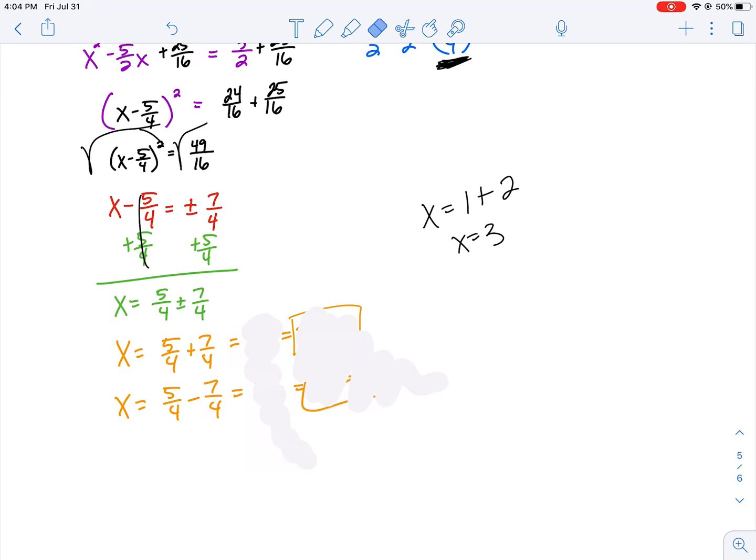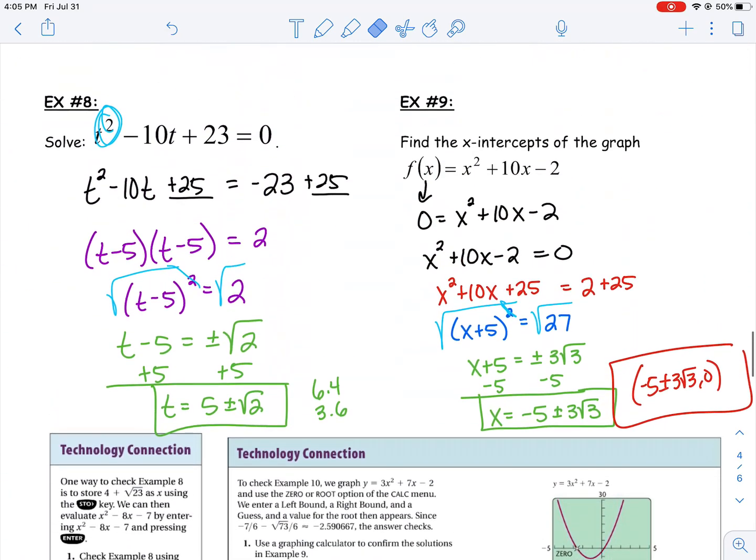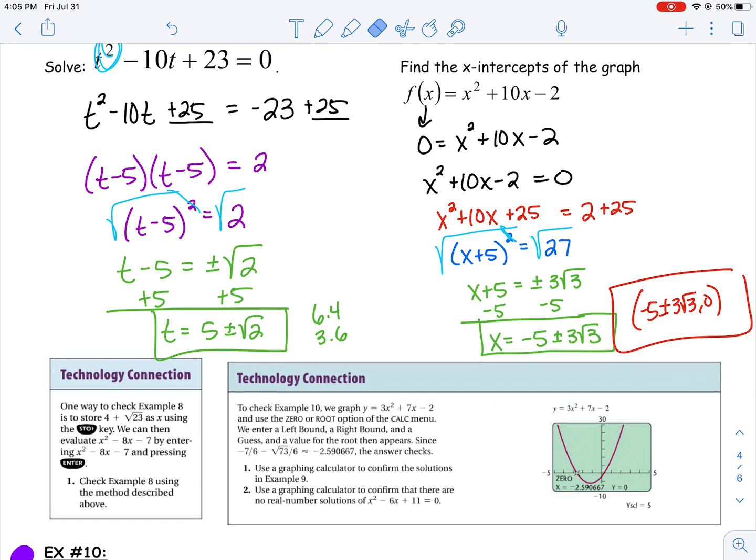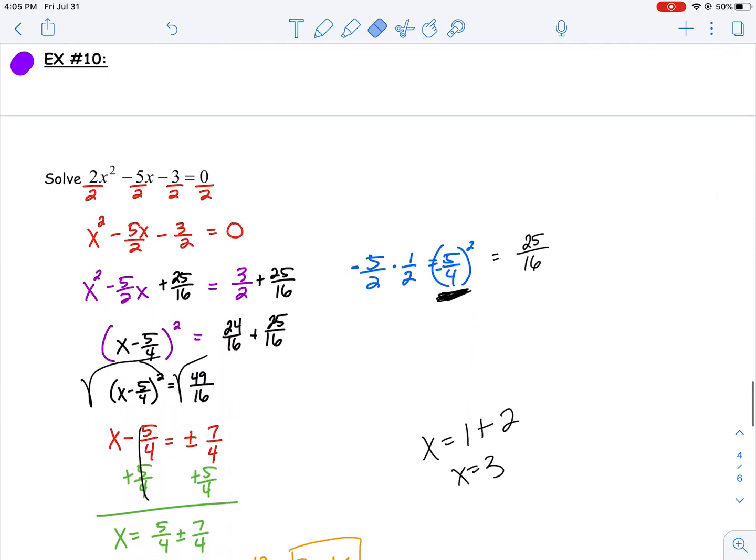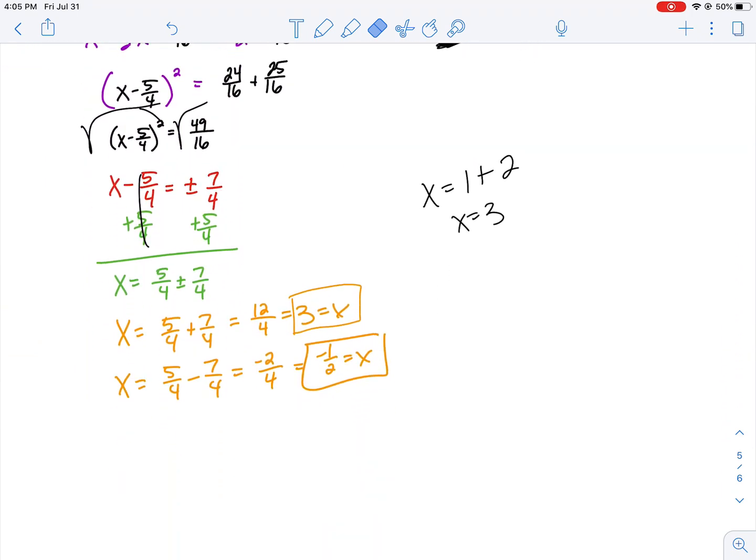Let's finish adding those fractions together. 5 fourths plus 7 fourths is really 12 fourths. 5 fourths minus 7 fourths is really negative 2 fourths. And then I can continue simplifying and get two nice answers of x equals 3 and x equals negative 1 half. I don't have radicals in my answers like before because I ended up with perfect roots, unlike the ones that we did in the past. So I end up getting x equals 3 and x equals negative 1 half. No more radical.